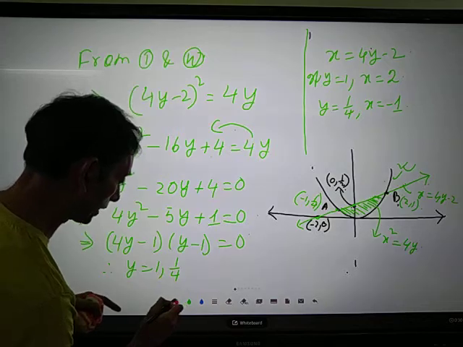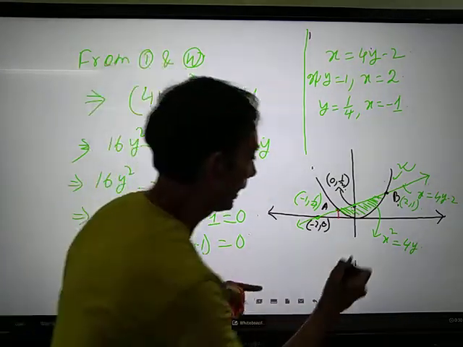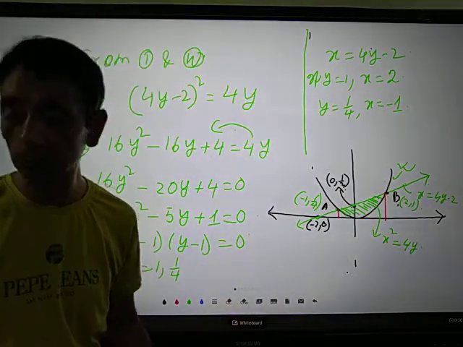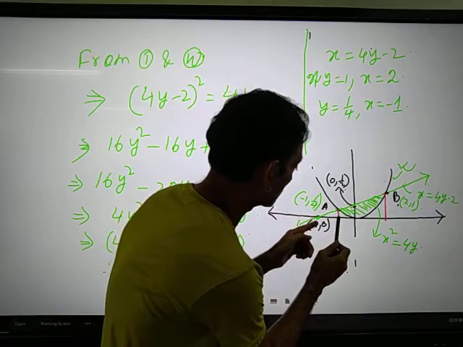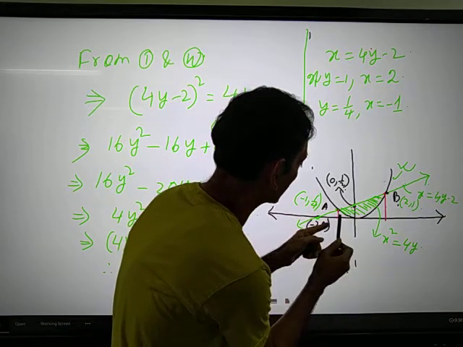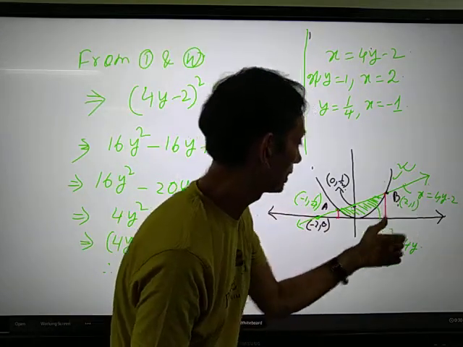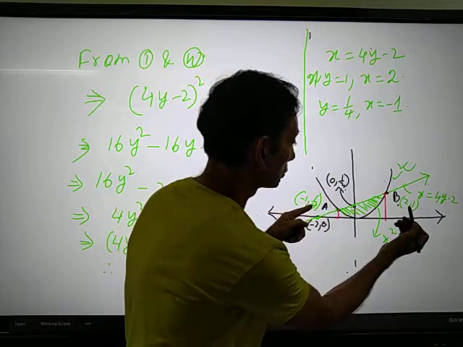Now we'll draw the coordinates from A and B. The rest, you need to integrate. So how will you integrate? You integrate from this point to this point. What's the x coordinate of A? The x coordinate is minus 1. And what is the x coordinate of B? The x coordinate of B is 2. So we'll integrate from minus 1 to 2.